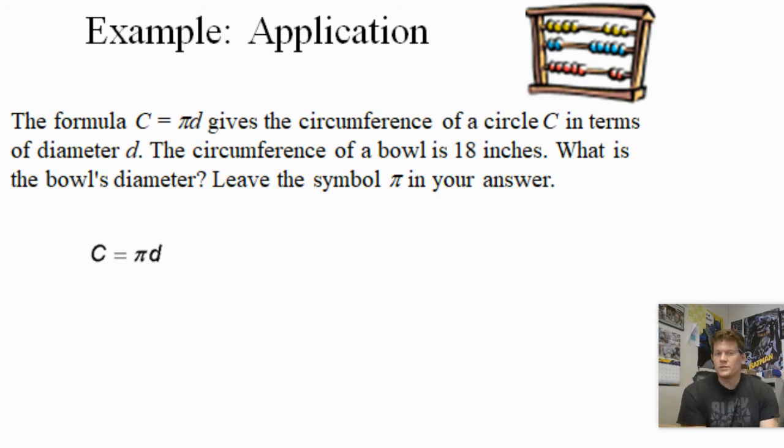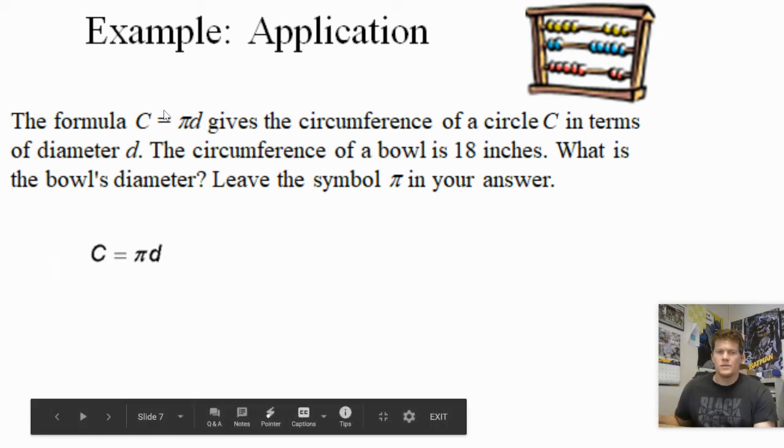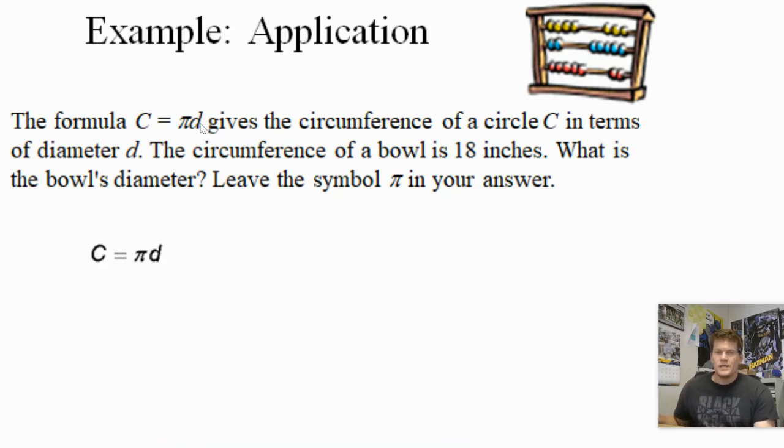So, for example, here's this one. We're talking about the formula of circumference of a circle. We have C equals pi times D, where C is circumference and D stands for our diameter. It says the circumference of a bowl is 18 inches. What is the bowl's diameter? Leave the symbol pi in your answer. I'm going to reduce that even more, so I'm going to come up with a final answer here. But let's see it in action.